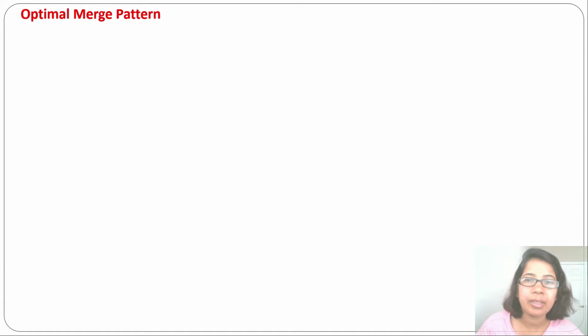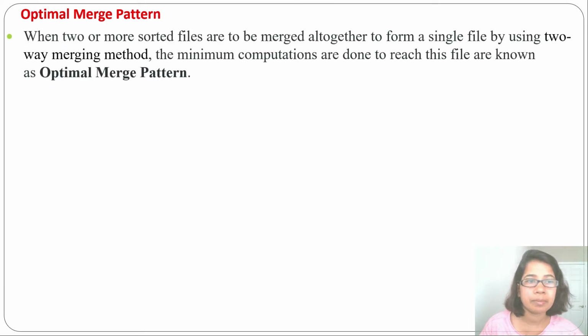Hi, till now in Greedy Technique I discussed knapsack problem and job sequencing with deadline. Next I will discuss optimal merge pattern. If two or more files are present, how can we merge them by using two-way merging so that we get fewer record movements? That's all about optimal merge pattern.